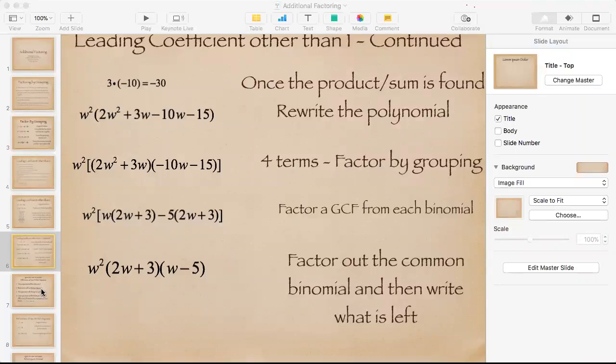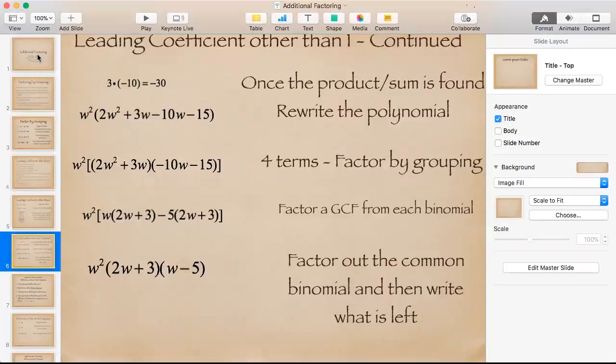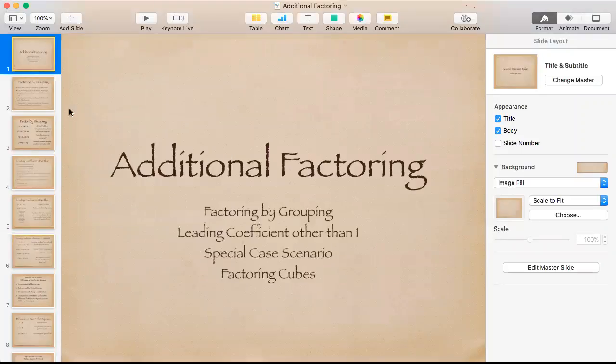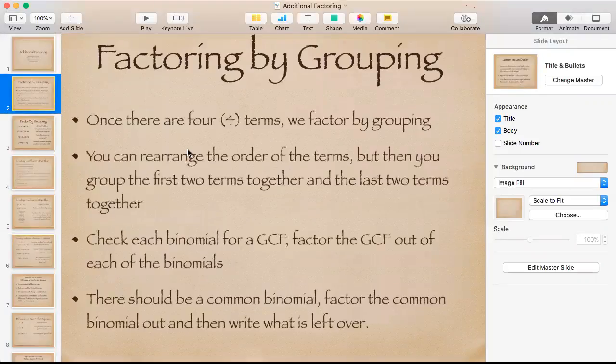Okay, so to re-look at this, if we factor by grouping, anytime we see 4 terms, we're going to want to factor by grouping. You can group any of the terms together in any order that you want. You just have to remember to keep the sign of the term that's in front of it, and make sure you move it with it. So if you do rearrange them, you can do that.